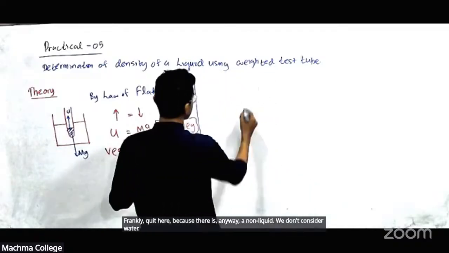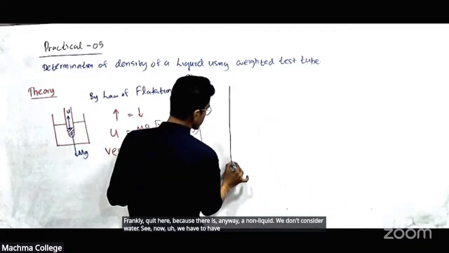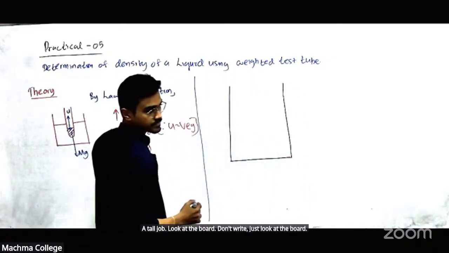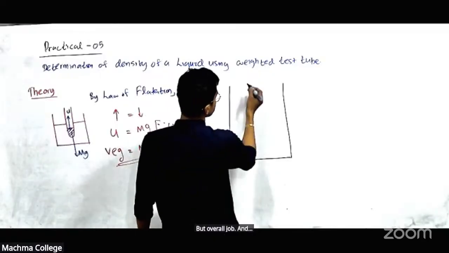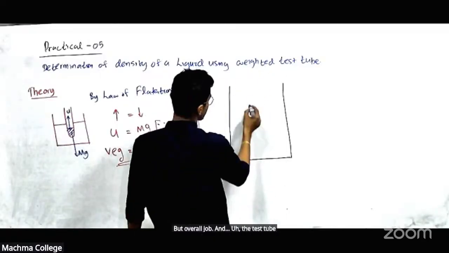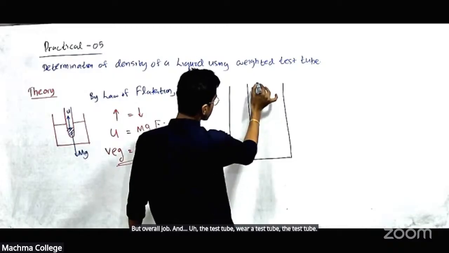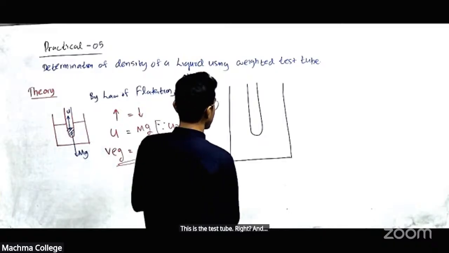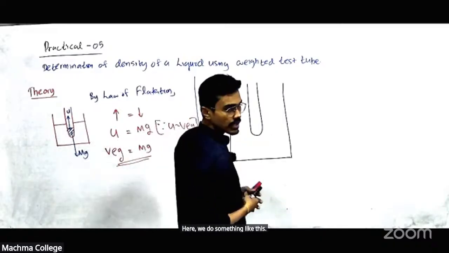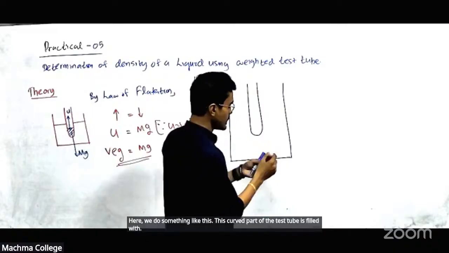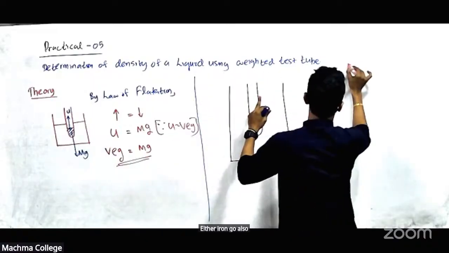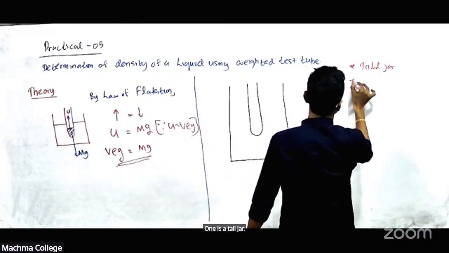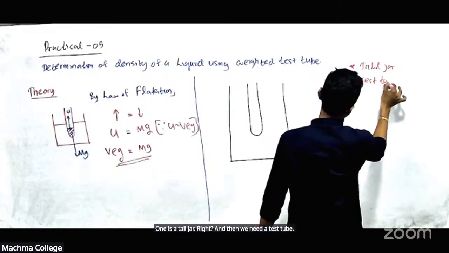Now we have to have a tall jar like this. A tall jar. Look at the board. Don't write, just look at the board. And the test tube. This is the test tube. And here we do something like this. This curved part of the test tube is filled with either iron balls or, now I explained two things we need: one is a tall jar, and then we need a test tube.